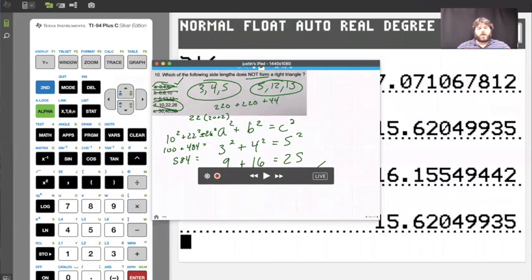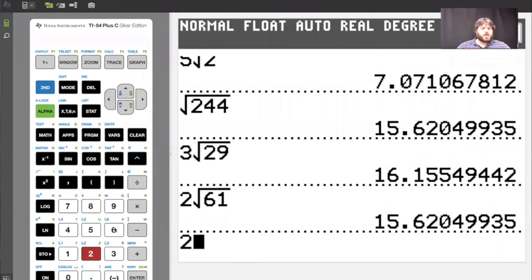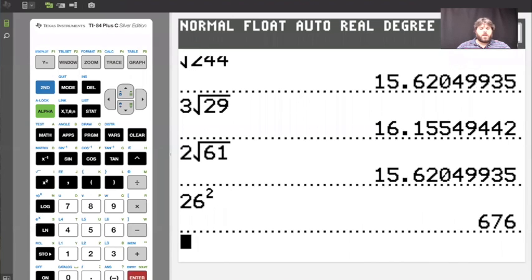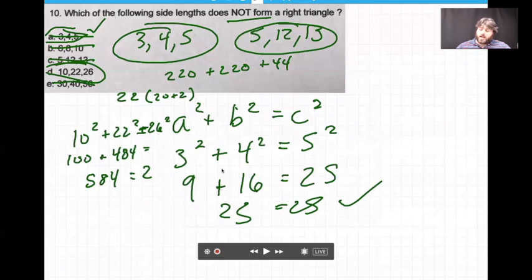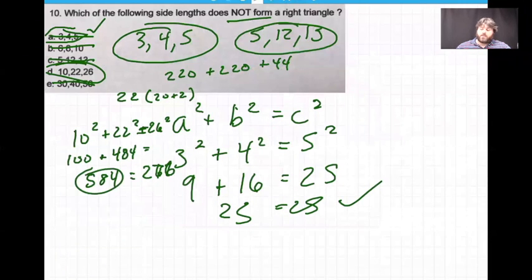26 squared, I'll go ahead and do it here. 26 squared is 676, right? And we see that on the other side, we don't get 676. We get 584, which means it's not a right triangle.